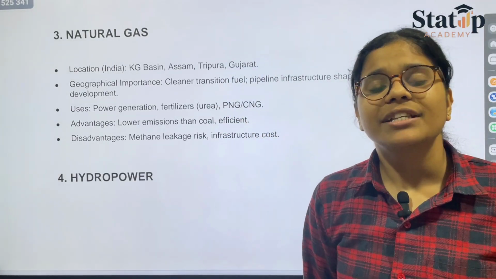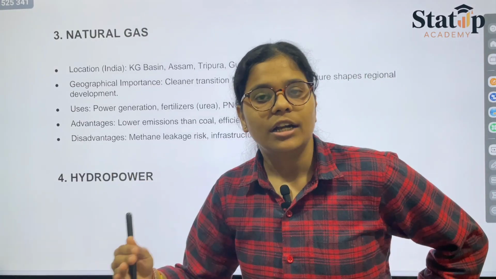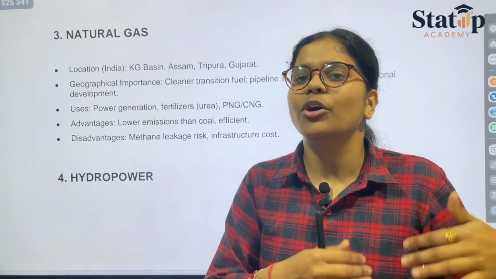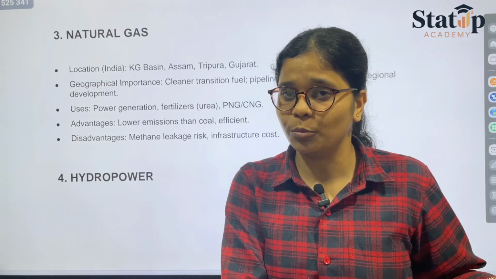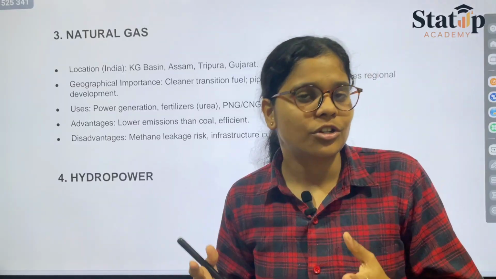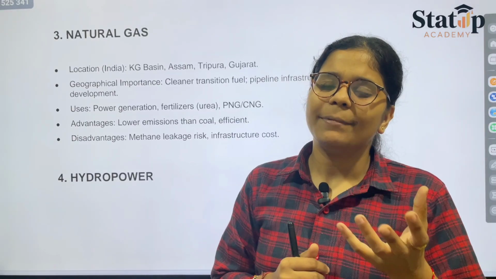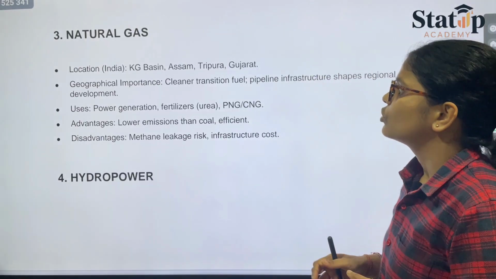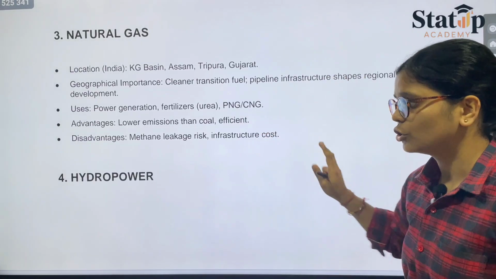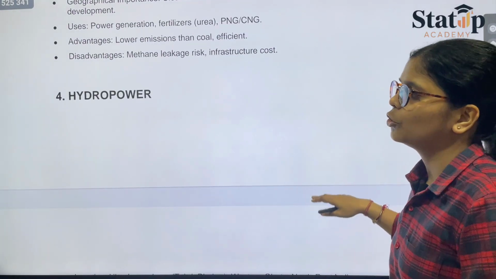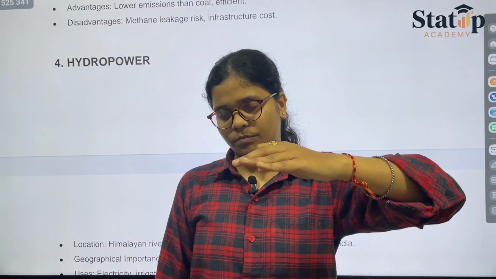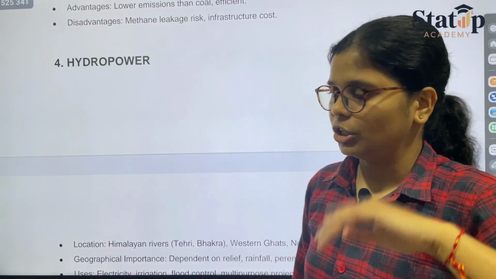What are its advantages? The advantage is that emissions are less. When we use coal, the amount of emission of carbon dioxide or greenhouse gases, which will further lead to global warming, is quite high. Whereas if we use methane gas, the natural gas system, the emissions are not quite high. Then the geographical importance is that transition of fuels is there and pipeline infrastructure could be used. These were the three basic systems that we can use for non-renewable. Now coming on to the renewable.